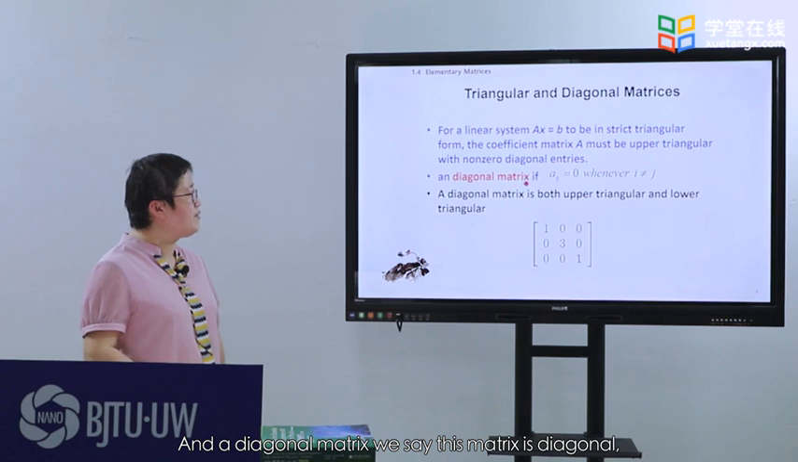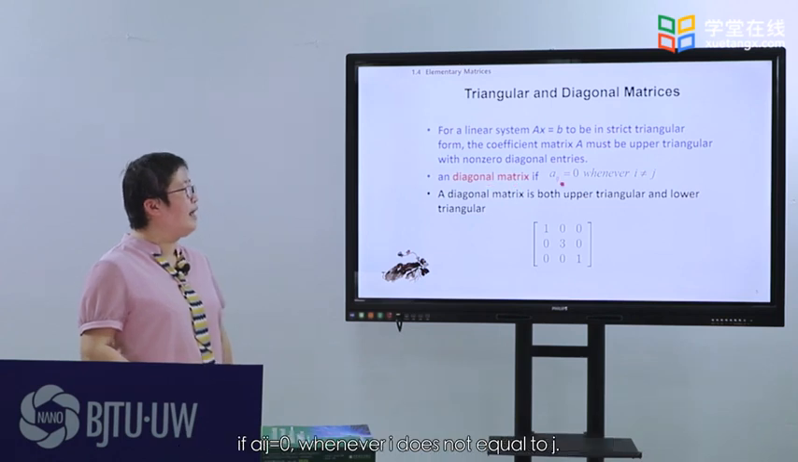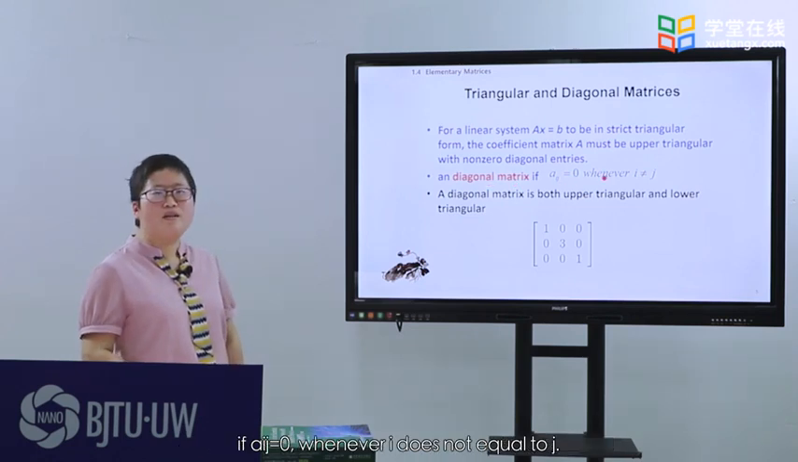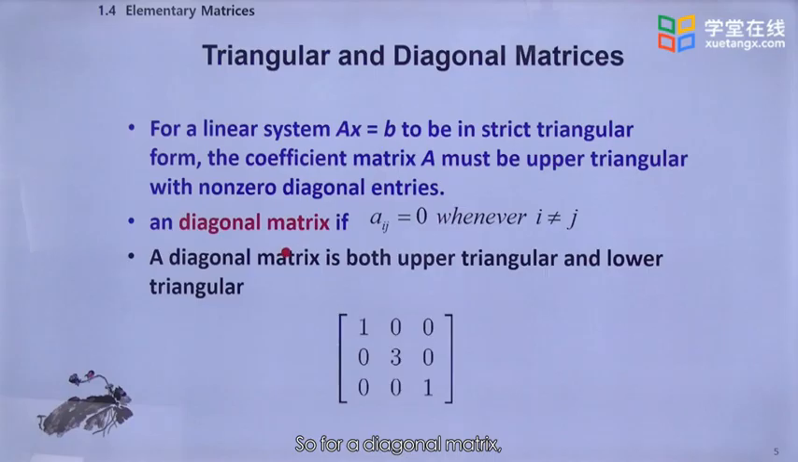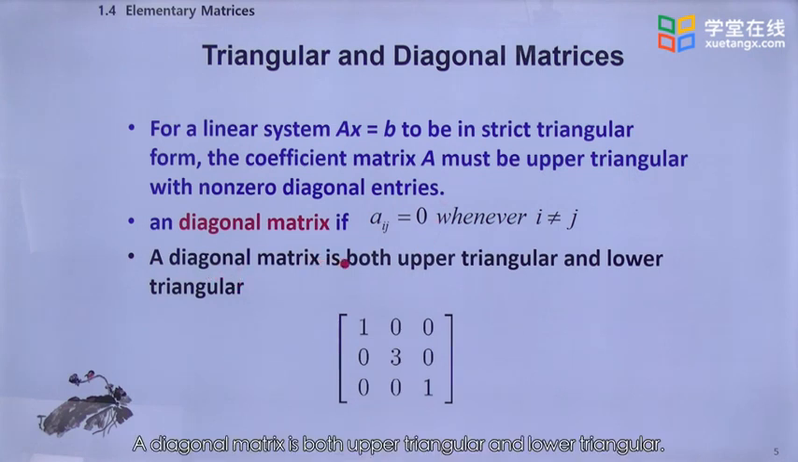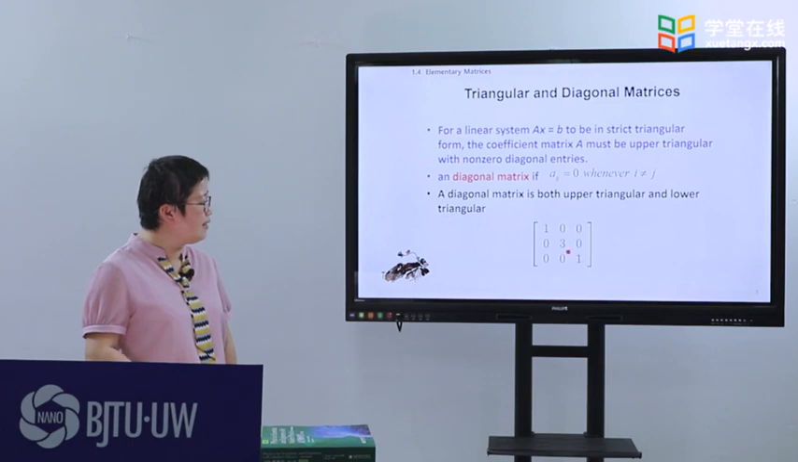And for a diagonal matrix, we say the matrix is diagonal if Aij equals 0 whenever i does not equal j. So for a diagonal matrix, we only have non-zero entries in the diagonal. Okay. A diagonal matrix is both upper triangular and lower triangular. So it's like this.